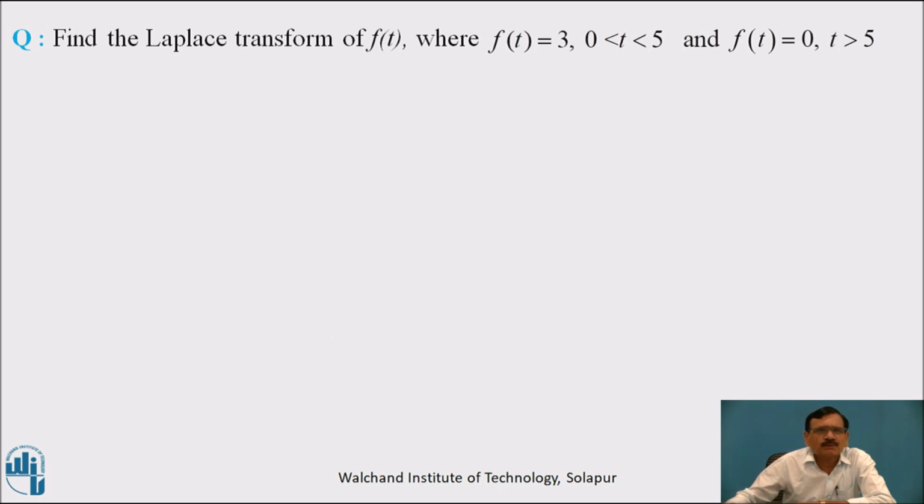Now pause the video for a while and find the Laplace transform of f of t, where f of t equals 3 when 0 is less than t is less than 5, and f of t is 0 when t is greater than 5. I hope you have completed.